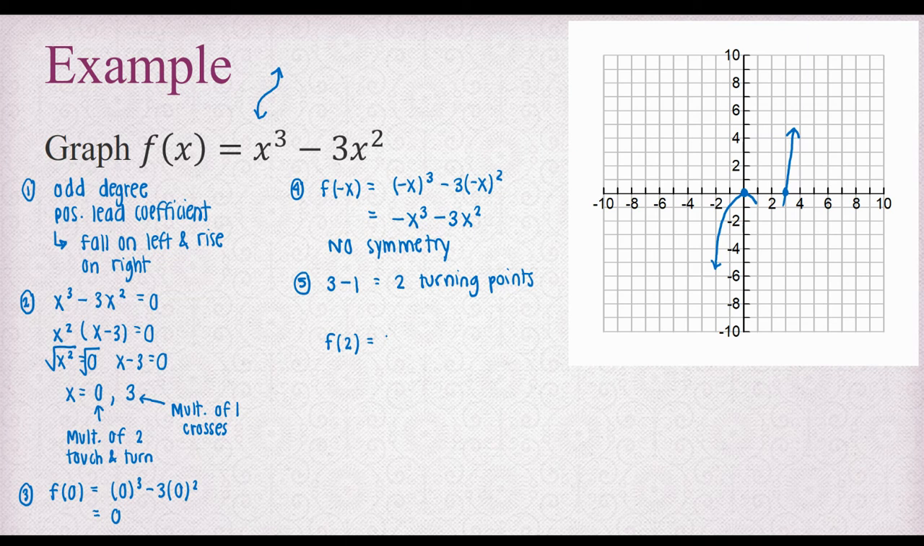So f of 2 means that I'm going to take 2 cubed minus 3 times 2 squared. 2 cubed is 8, minus 3 times 2 squared, which is 4. So really we have 8 minus 12, which is negative 4. So 2, negative 4 goes down here. So notice that does give us our 2 maximum turning points. And so that would be our graph. And once again, notice it doesn't look symmetric, which makes sense because we didn't have symmetry.